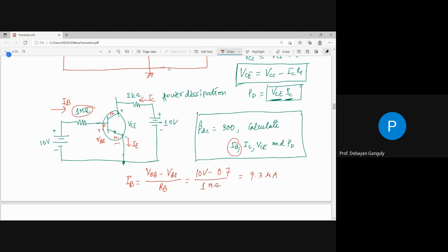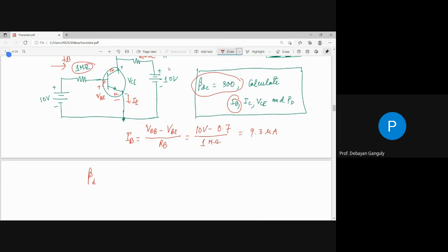Now if you want to find the collector current, the value of beta DC is given, right? We already know the relation: beta DC is nothing but IC by IB. So you can directly find IC equals beta DC multiplied by IB. Beta DC is 300 multiplied by IB, that is 9.3 microampere. If you multiply this, that will give you milliampere. Imagine, this is a milliampere and this is a microampere, that is 10 to the power minus 3 and 10 to the power minus 6, so there is a thousand times difference, right?